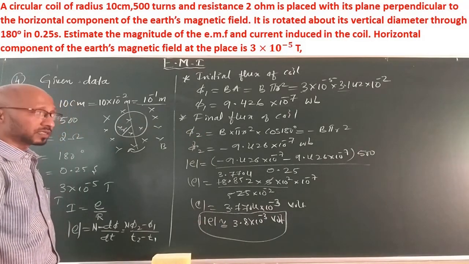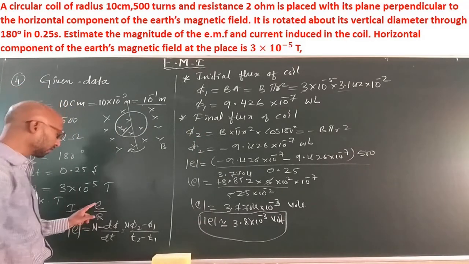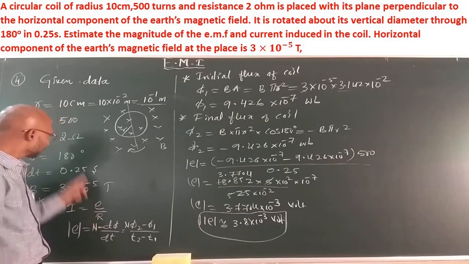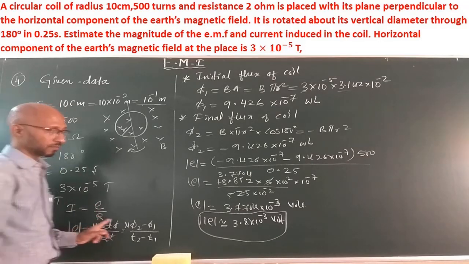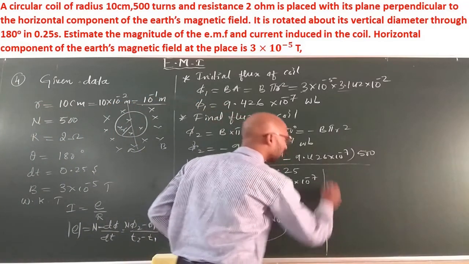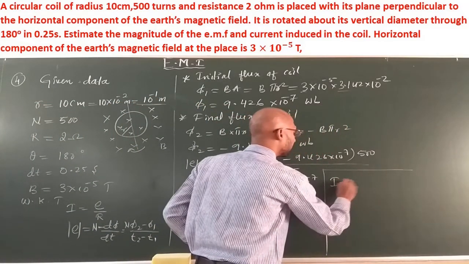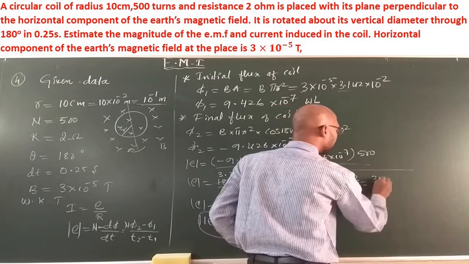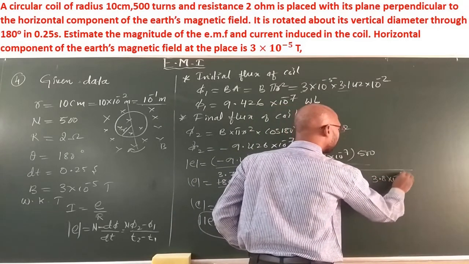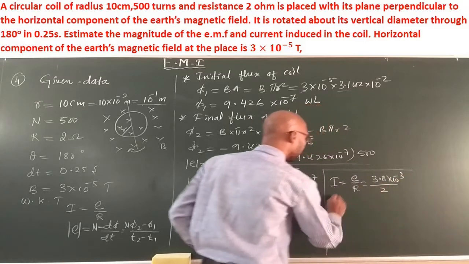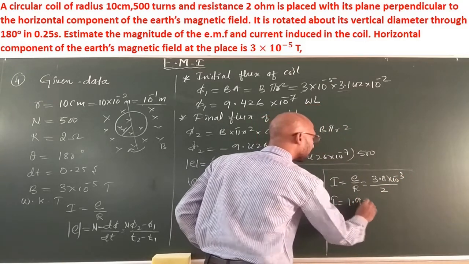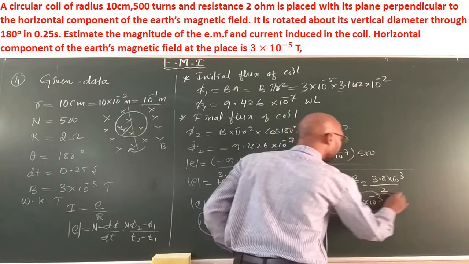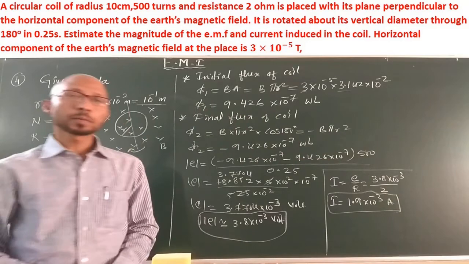Now what is the current? The current equation is very simple: induced EMF divided by the resistance of the coil. Induced EMF is 3.8 into 10 raised to minus 3 divided by 2. So the current will be 1.9 into 10 raised to minus 3 ampere. It is 1.9 milliampere.